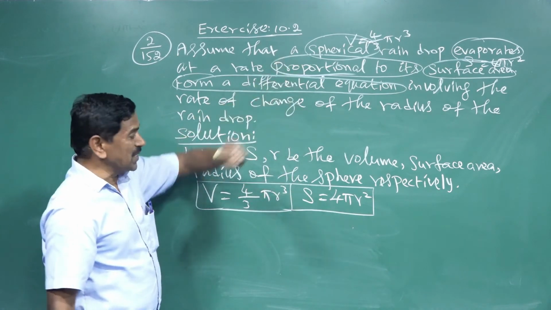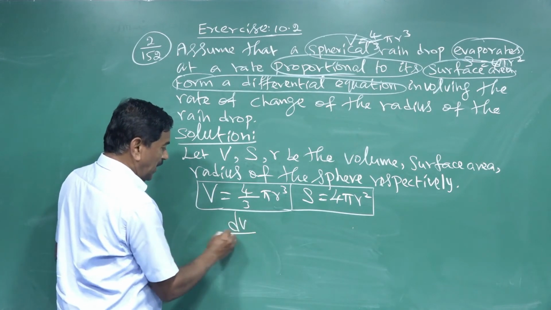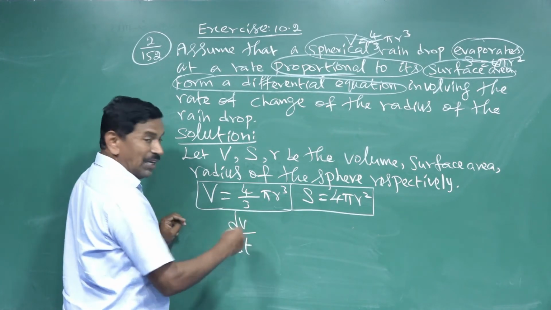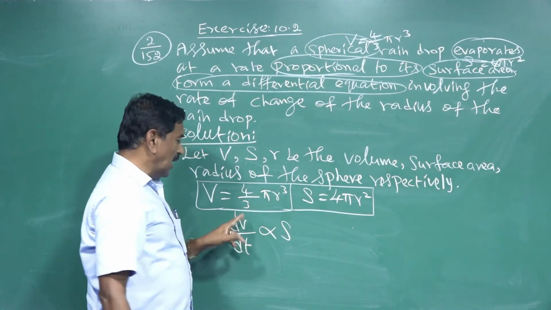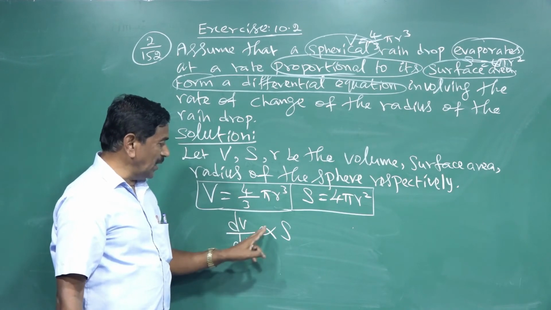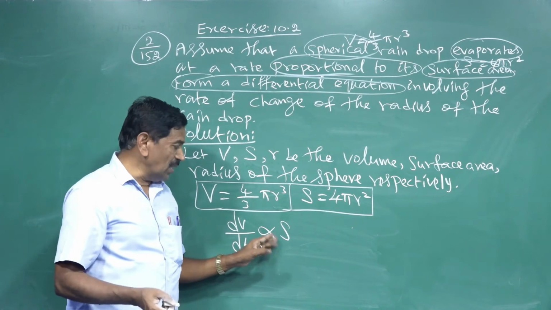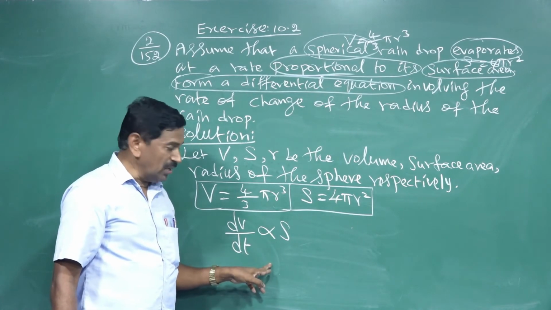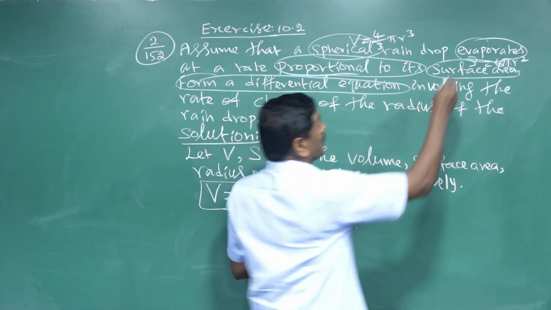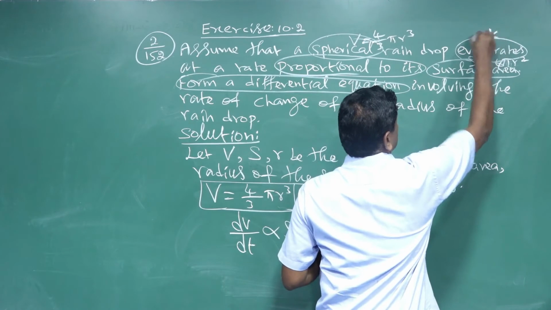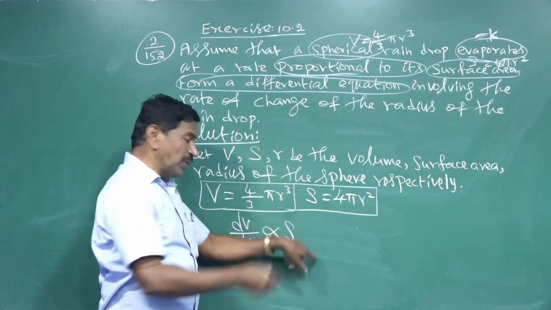Now, as per the information, it is clear that dV by dt is proportional to S. That's all. Next, this proportional symbol can be removed and we write equal, after that multiply by minus k because it evaporates. So that is why minus k. So dV by dt is equal to minus k into S.